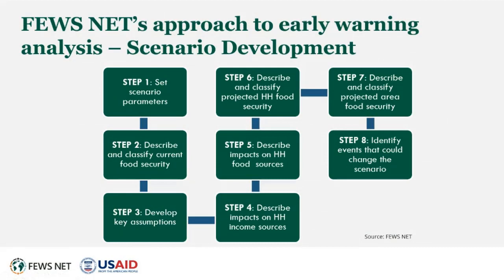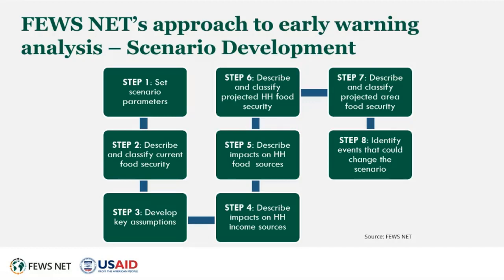So as many of you likely already know, FuseNet uses a scenario development approach to project acute food insecurity outcomes. And our process has 8 key steps that you can see here. First, we define the parameters of the analysis, including defining the specific population group and time period to be analyzed. We then, in step 2, analyze current food security conditions and outcomes. And we do this by gathering data and information that informs an understanding of households' current access to food and income and any gaps that they may be facing in their ability to meet their minimum basic needs.